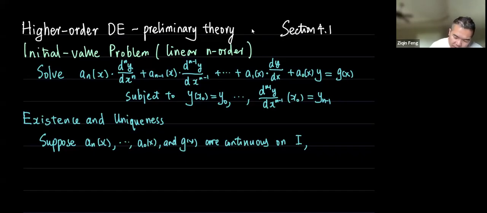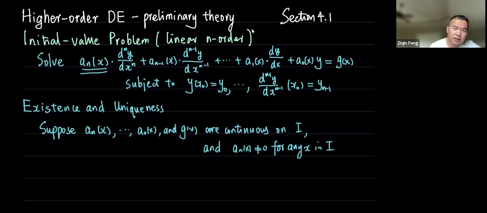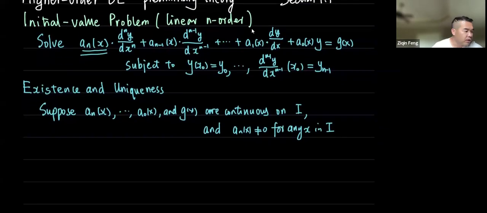And one more condition is that a_n(x) is never equal to 0 for any x inside I. If you choose an arbitrary point inside I, then this a_n(x), the leading coefficient, is never equal to 0. Otherwise, the result is not true.